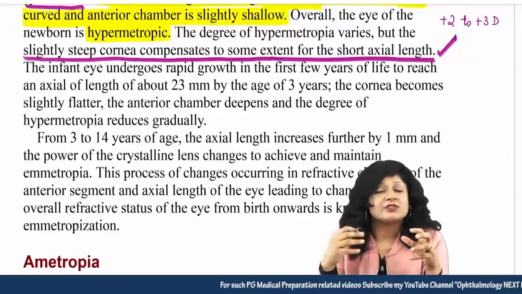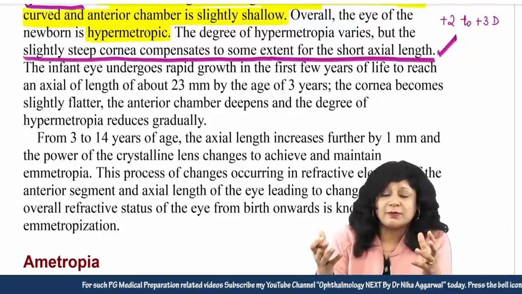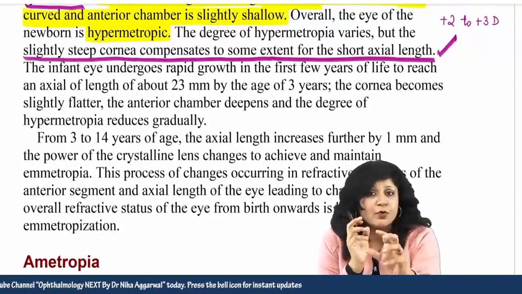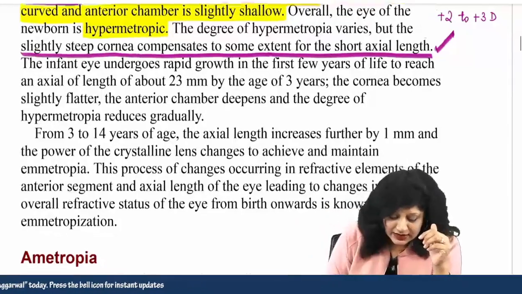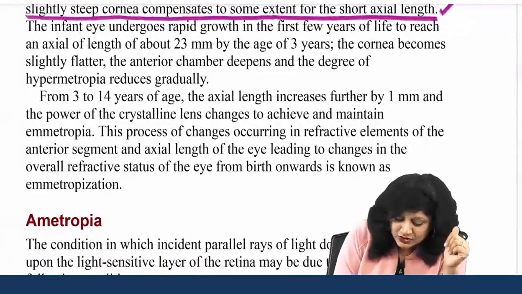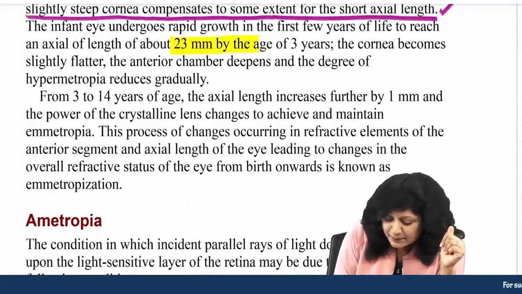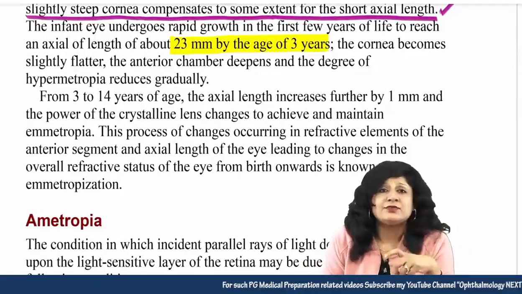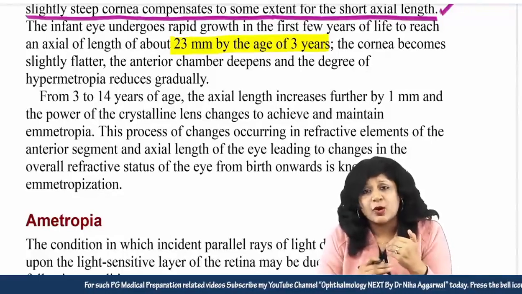So obviously it is not compensating for a whole lot of hypermetropia, but some amount of hypermetropia can be compensated because we have given more curvature in the cornea there. The infant eye undergoes rapid growth in the first few years of life to reach the axial length of 23 mm by the age of 3 years. So by the age of 3 years, it is actually compensating a lot.